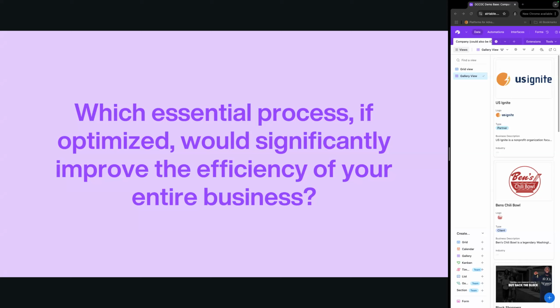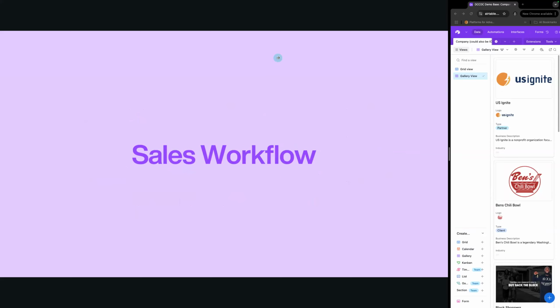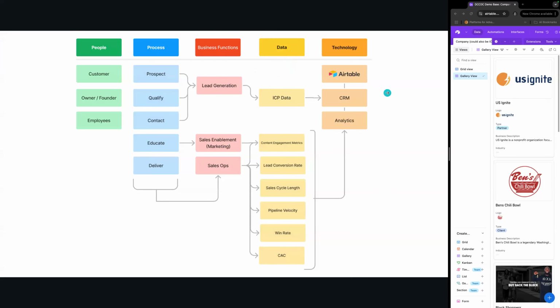Okay, so this is what I want you guys to think about in the back of your head as we go through this next section, and we're going to talk about it at the end. Which essential processes in your business, if they were optimized, would significantly improve the efficiency of your entire business? Here we go. Sales workflow. Everybody lock in.